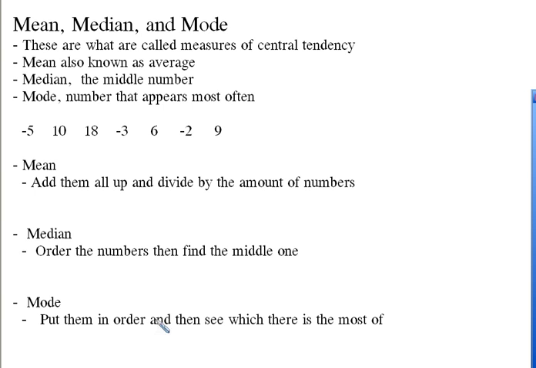Median is the middle number. If you put the numbers in order, median is the middle number. And if you look here, we're going to get to what that means in a minute. The mode is the number that appears most often.